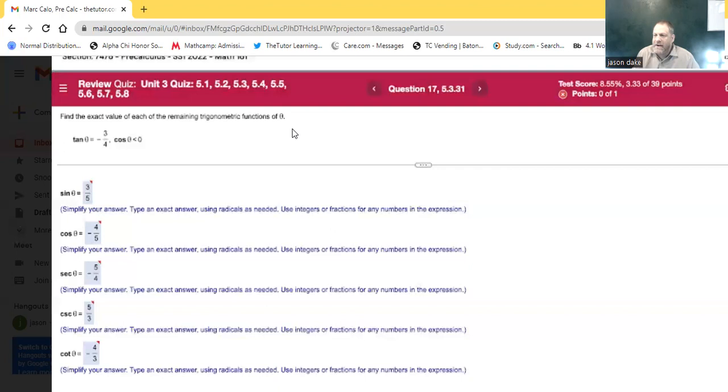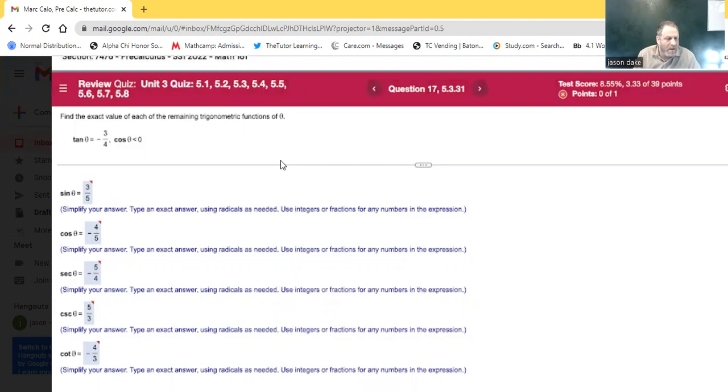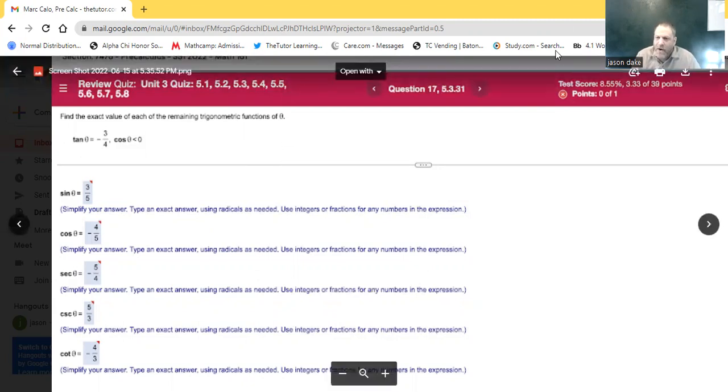Okay, the angle theta: tan theta equals -3/4, and cosine theta is less than 0. All right, so here's what we have going on here. Let's see, get my pencil.